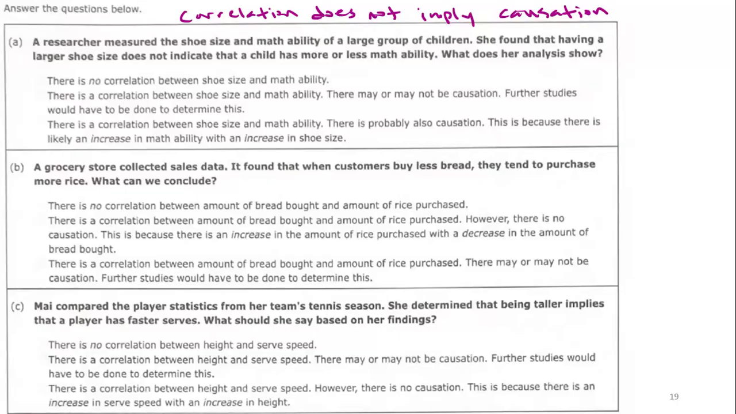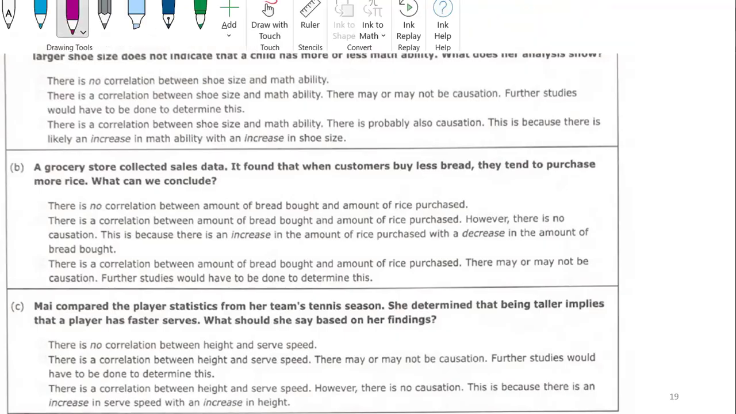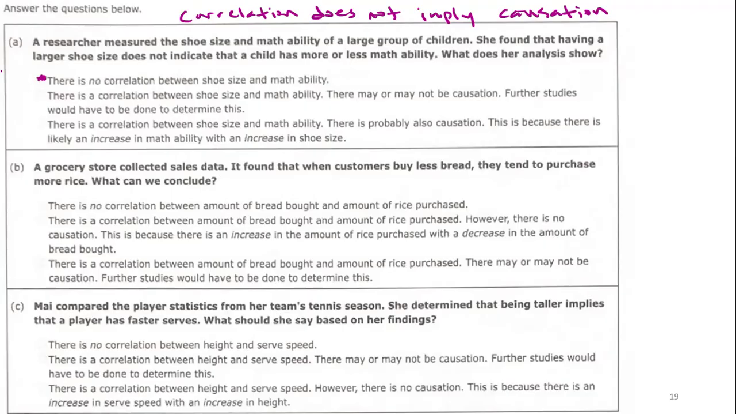Okay, I just want to go over these last couple of problems that I talked about. I just want to make sure that we get these problems correct. So I just want to write down the answers to these. For part A again, the answer was the first one. There is no correlation between the shoe size and math ability.